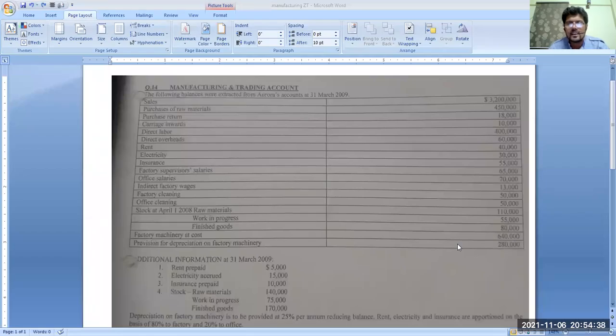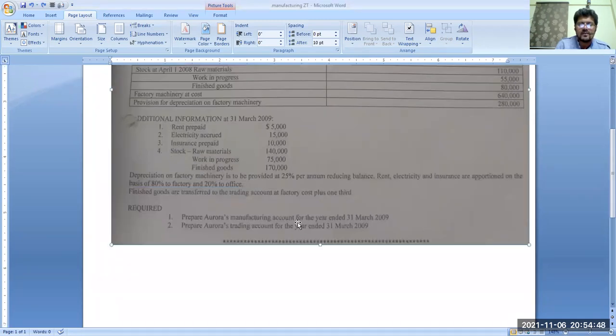Manufacturing account is important for O levels and A levels both. So let's see the question. This is the question of manufacturing account. In this question we have to make a manufacturing account for Aurora and a trading account for Aurora.